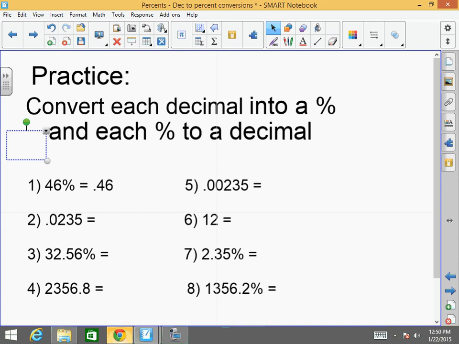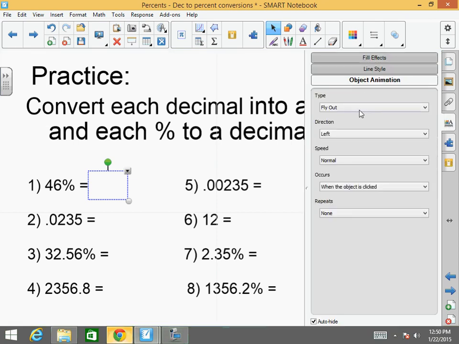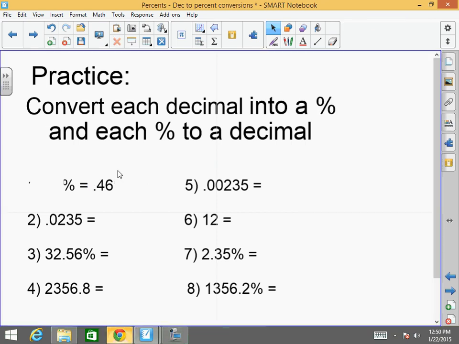What about 0.0235? Remember the directions. It says convert each decimal into a percent and each percent into a decimal. But hold on. I don't like the way this came out. There we go. Okay. Now we're cooking.